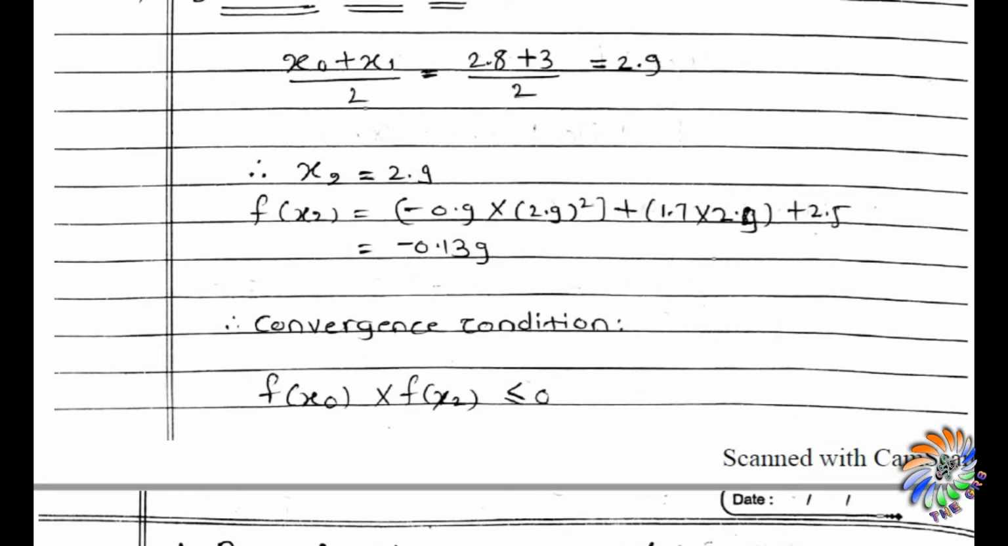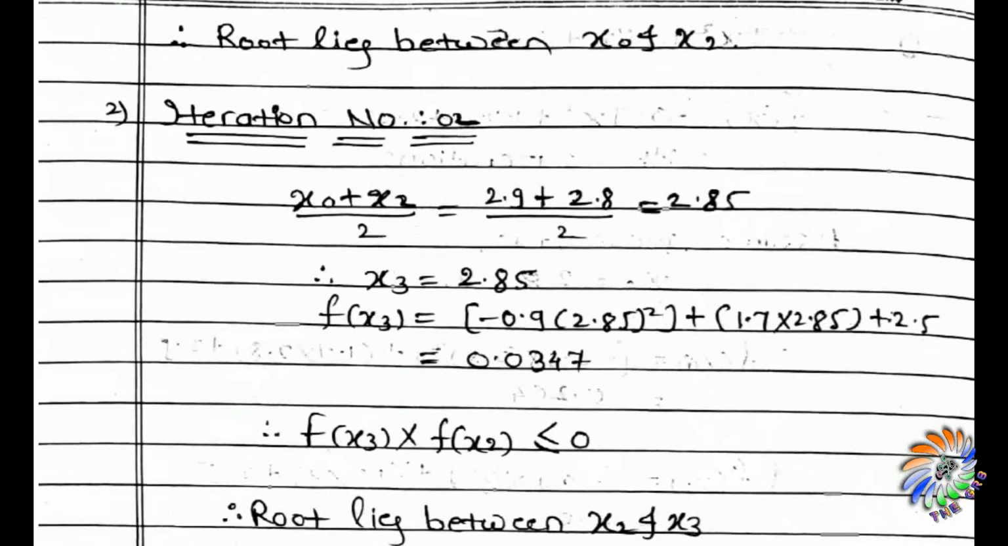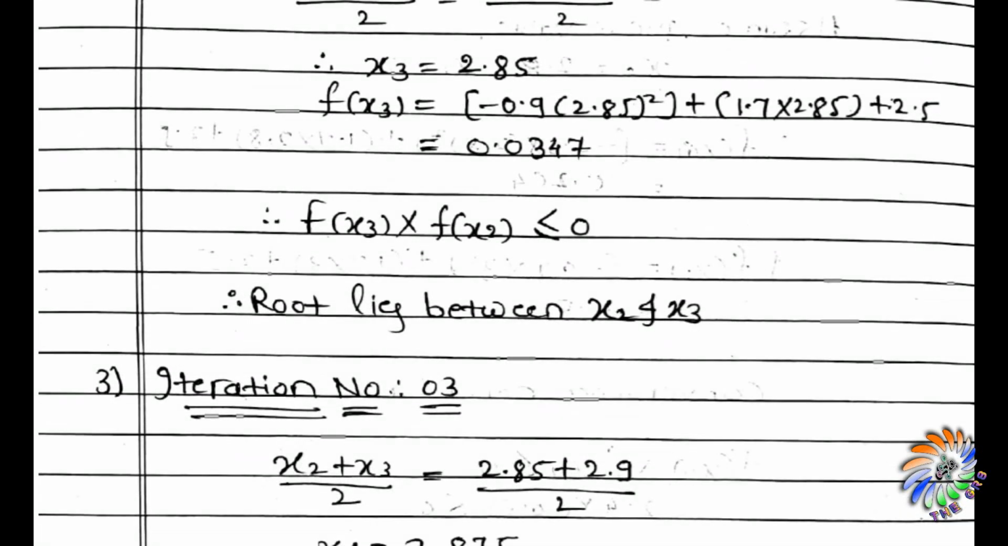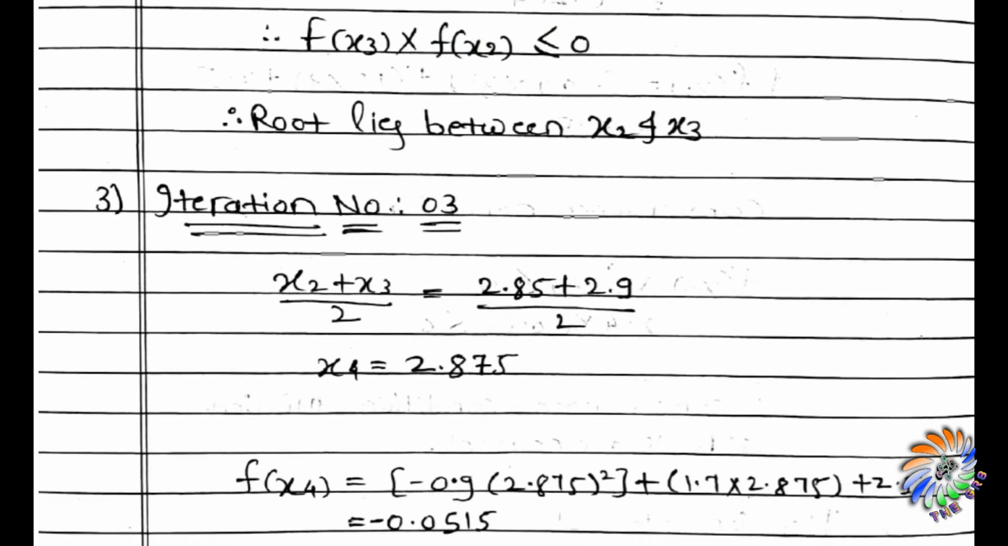Simple. So again we are going to solve the third iteration now with f of x3 and f of x2. So the root lies between x2 and x3. Clear? Now which two values will go ahead? The values of x2 and x3 will go ahead. So let's see iteration number 3.